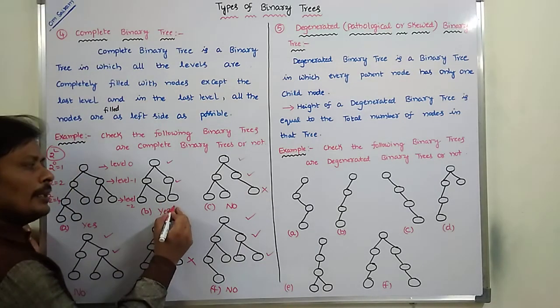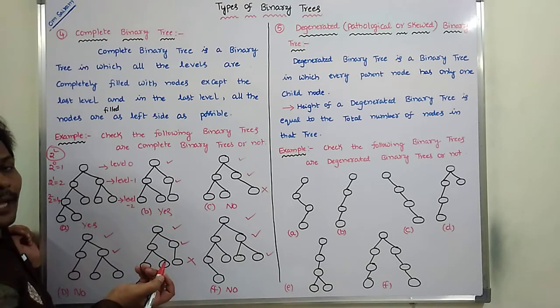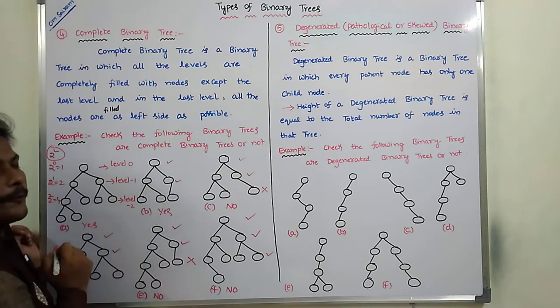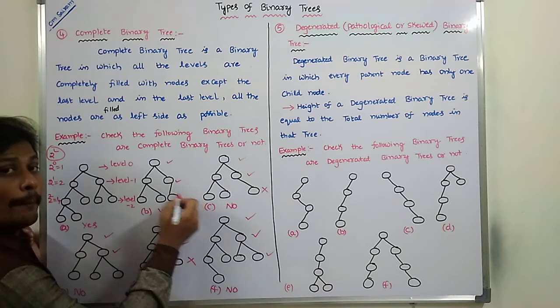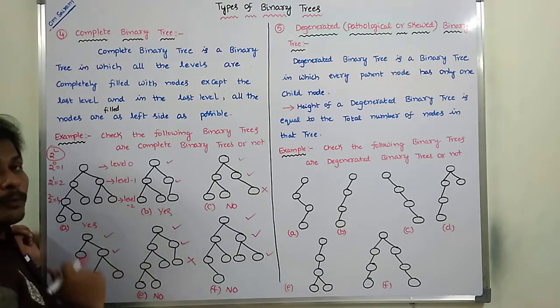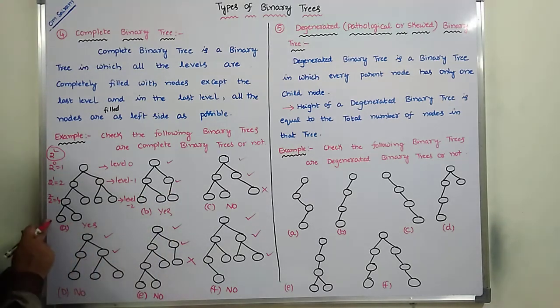Next, in this one, in the last level, the nodes are filled as far left as possible. For this node, left filled and right also filled. For this node, left filled, but right is not filled. But in the last level, the nodes are as far left as possible, so it is a complete binary tree. For this tree, in the last level, the nodes are filled as far left as possible.